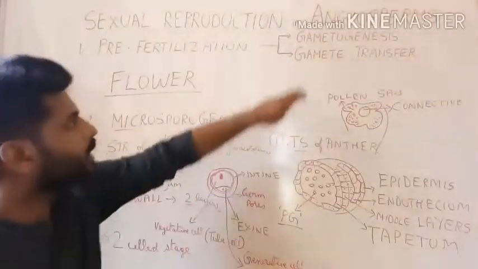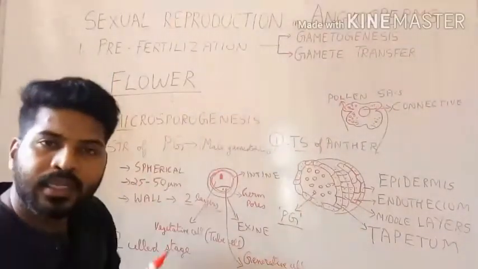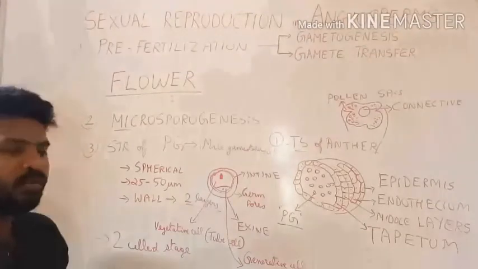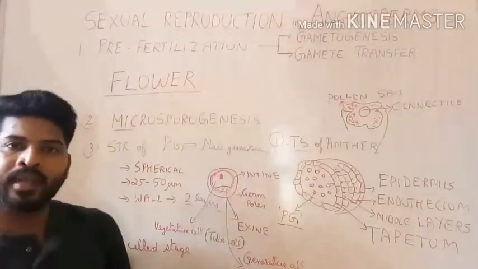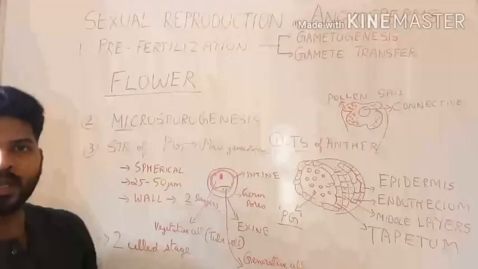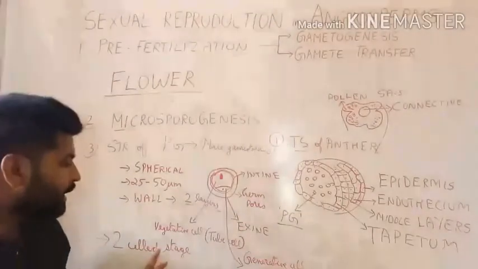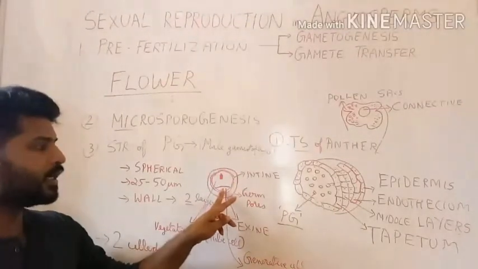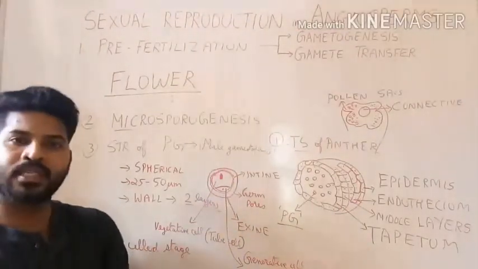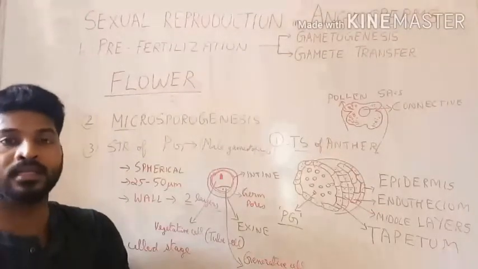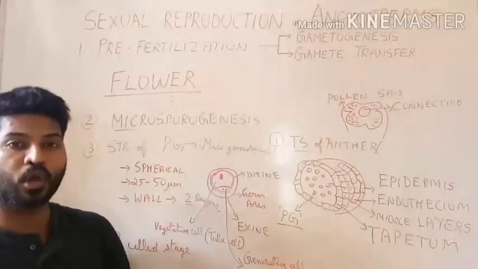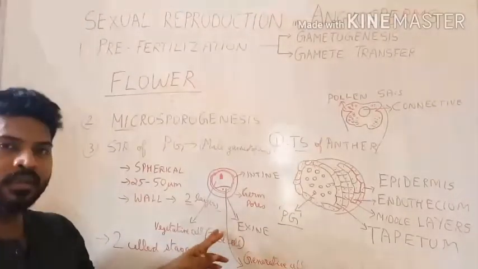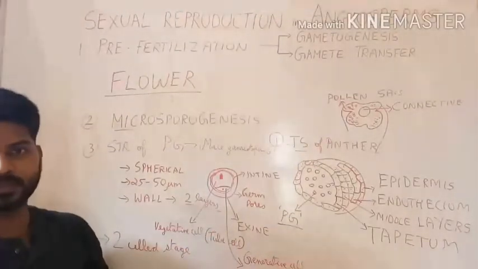During gamete transfer, when the pollen grains are released from the anther, most of the plants, almost 60 to 70% of the plant kingdom, release the pollen grain in the two-celled stage with a vegetative cell and a generative cell. The rest of the species, approximately 30% of the plants, which includes mostly the monocots, release the pollen grain in a three-celled stage.